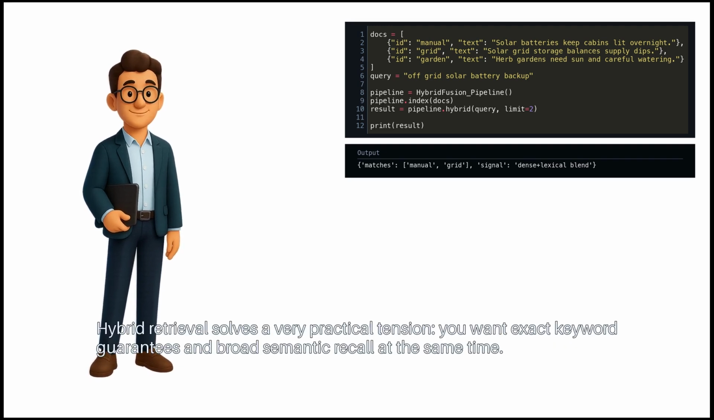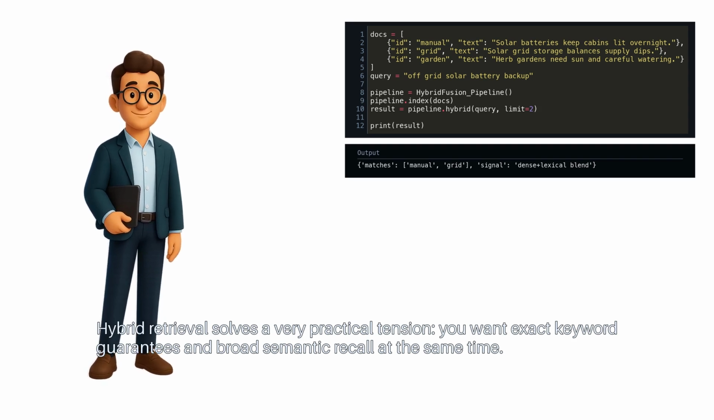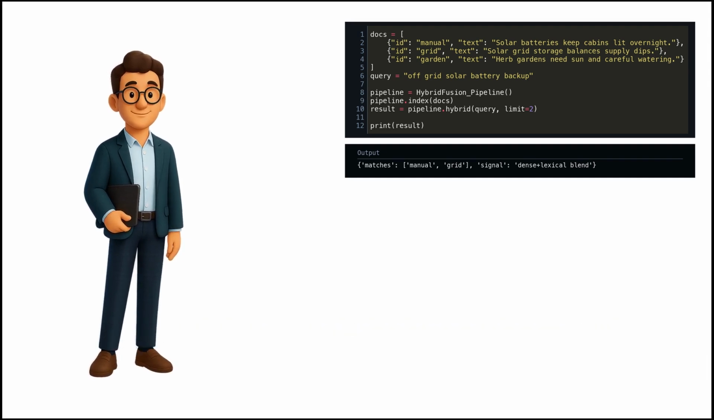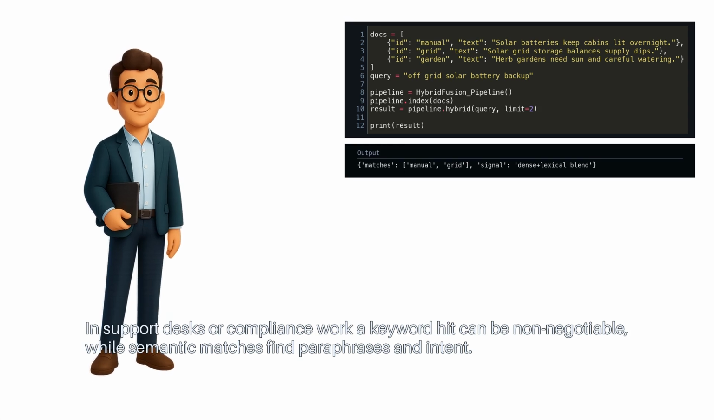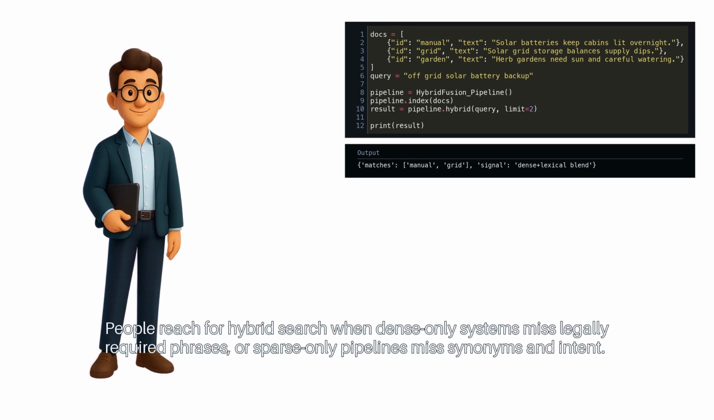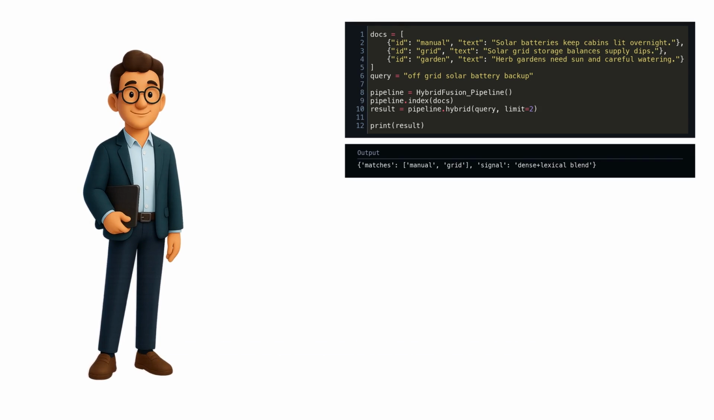Hybrid retrieval solves a very practical tension. You want exact keyword guarantees and broad semantic recall at the same time. In support desks or compliance work, a keyword hit can be non-negotiable, while semantic matches find paraphrases and intent. People reach for hybrid search when dense-only systems miss legally required phrases, or sparse-only pipelines miss synonyms and intent.